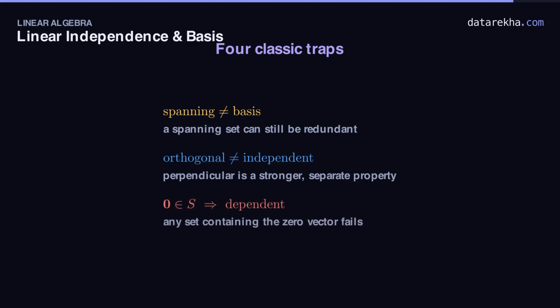Trap 3. The 0 vector poisons everything. Any set that includes it is automatically dependent, because you can scale that 0 by anything and add nothing. A non-trivial recipe for free. Trap 4. The determinant shortcut only works when you have exactly as many vectors as the dimension stacked into a square matrix. With more or fewer, the determinant simply doesn't apply.